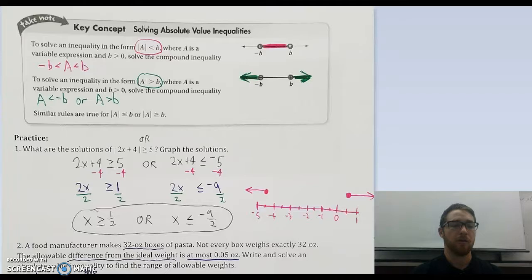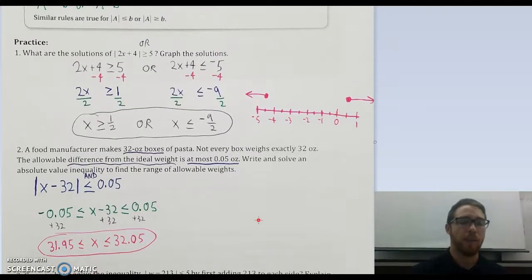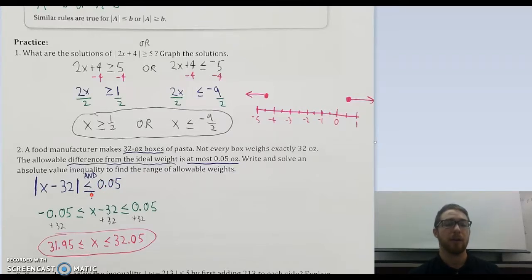So last question, or I guess last two questions, we're solving first for our word problem. If I start with a 32-ounce box of pasta, again, we know not every box is going to be exactly 32 ounces. So I want to show the allowable difference from that ideal weight, and when I say ideal weight, that's what we mean by the 32, is at most 0.05 ounces. We have to use that to write an inequality using absolute value, and then find the range of allowable weights. As soon as I see at most, remember at most means less than or equal to, so I can't go over 0.05. I can be less than that or equal to it.